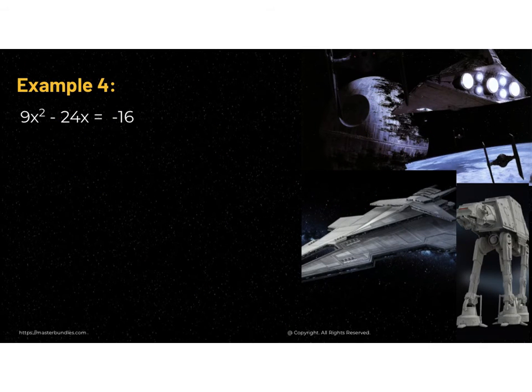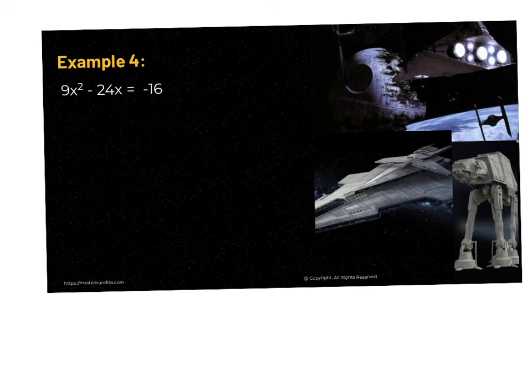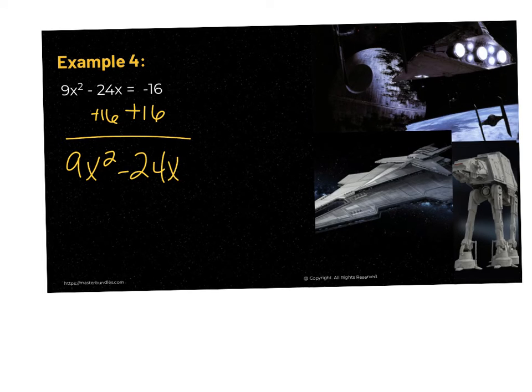I tried to think about kind of weird things that might happen. Like, what if it's not already equal to 0? Or what if you have it equal to a number? All right, so for here, this is not in the form ax squared plus bx plus c equals 0. It has to be in that form for me to solve it. Since the solution is the x-intercept, which is the zeros, I have to have my function equal to 0. So I'm going to add 16 to both sides to make that happen. So 9x squared minus 24x plus 16 equals 0.